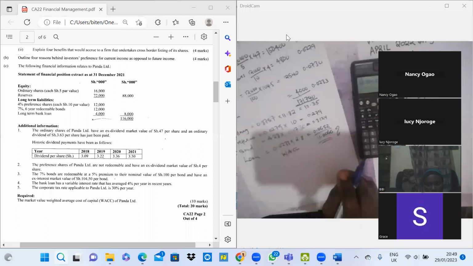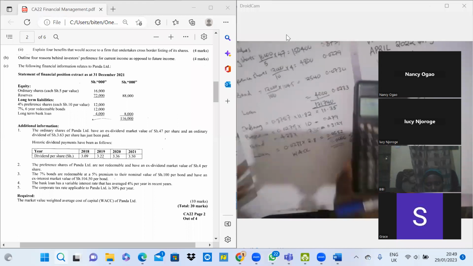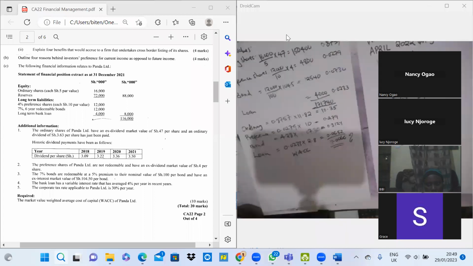Up to that point, any question from how to get the component cost, to get the weights, and to get the WACC? Swali. Or we do another question.